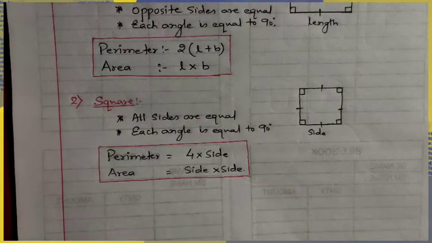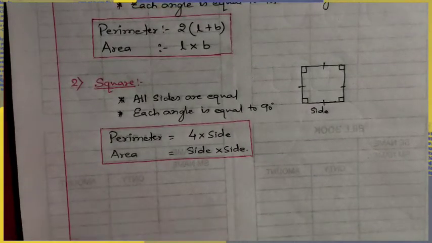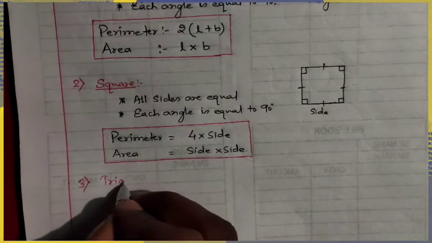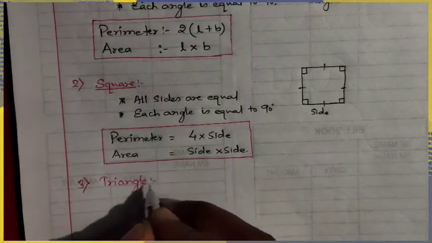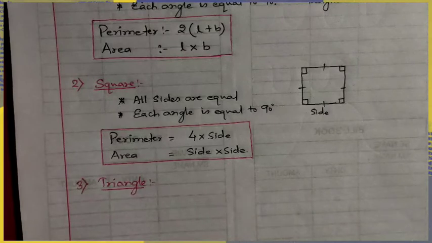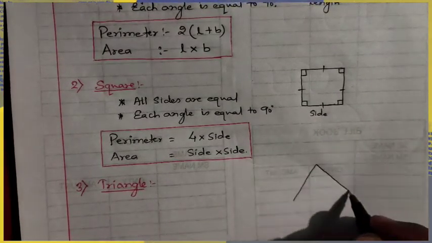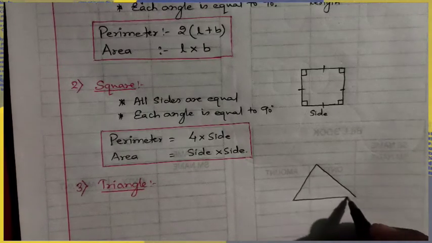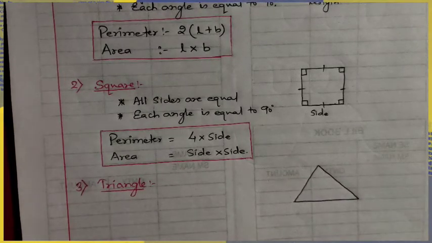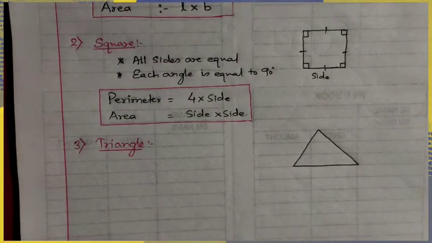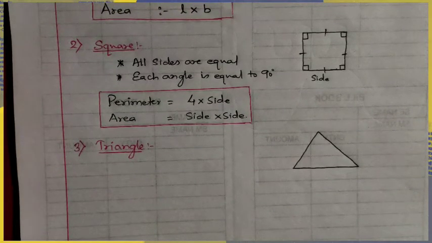The third figure which we are going to study is the triangle. As we all know, a triangle is a closed figure having three sides. All three sides can be equal, or not equal, or any two sides can be equal. That we have studied in the chapter on triangles.